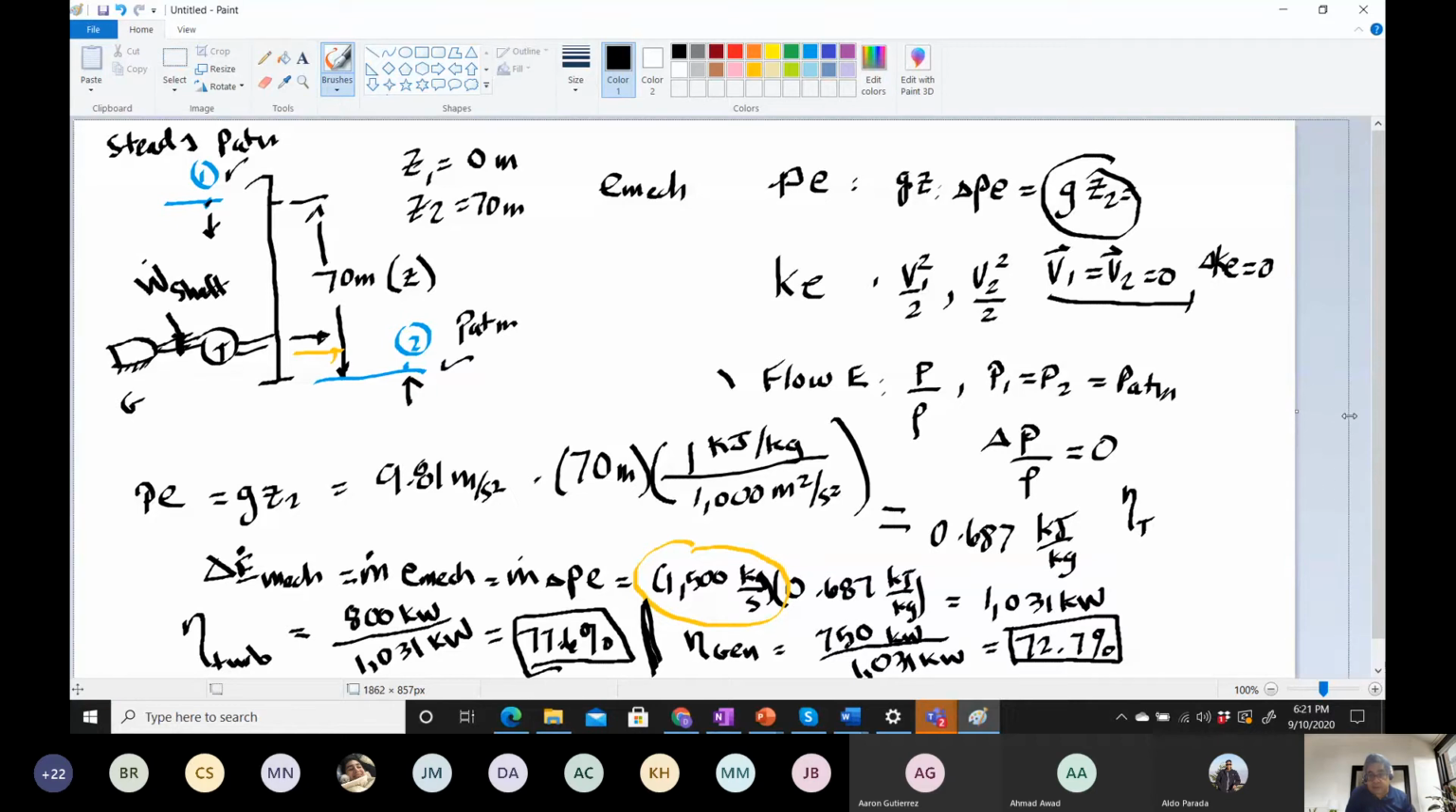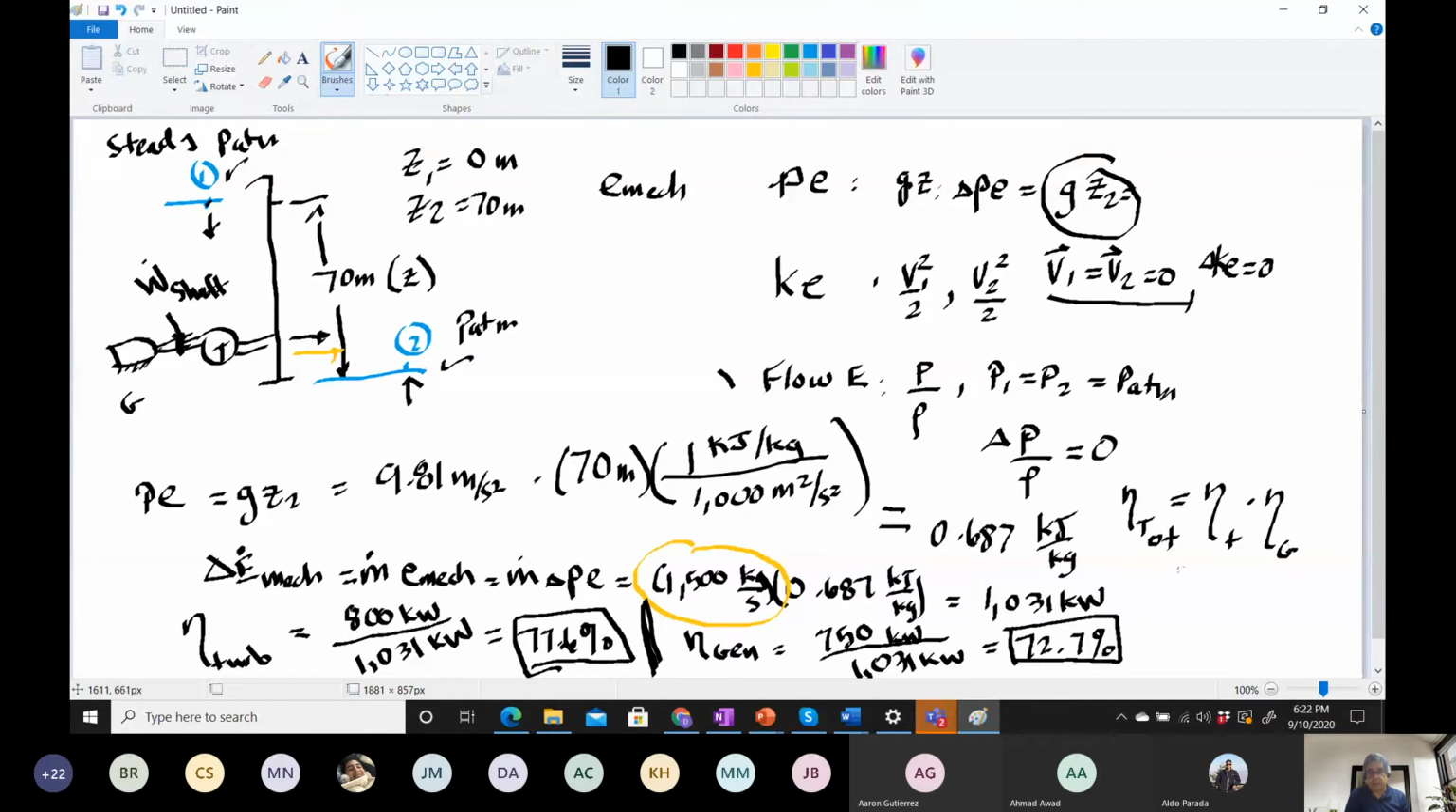Let's see if I can extend this so I don't have to create a new page. All right. The total efficiency, so that you don't think it's N turbine, is equal to the efficiency of the turbine times the efficiency of the generator, right? Which is equal to, and really we leave it in terms of decimals, so it'd be 0.776 times 0.727, and whatever that is.